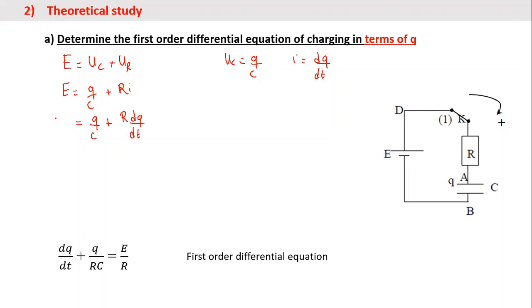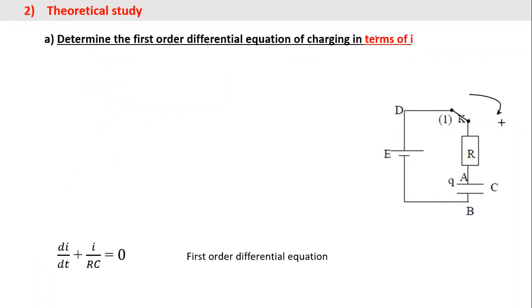And then also we can divide by R here. So we'll get dQ by dt plus Q over RC equals E over R. And this is the first order differential equation, but now it's in terms of Q.